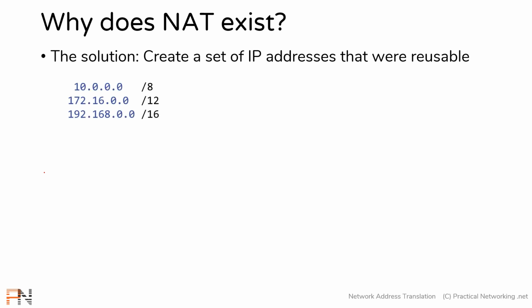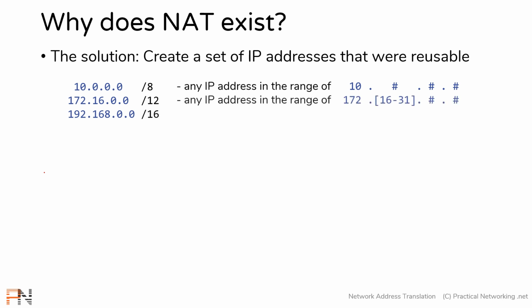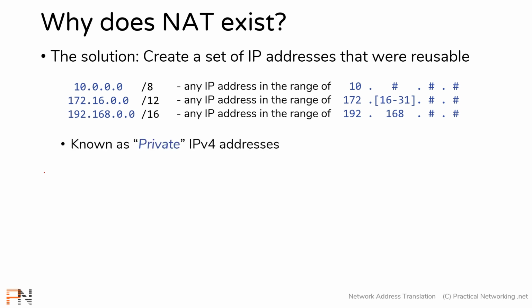Specifically, these addresses. So you have the 10.0.0.0/8 space, the 172.16.0.0/12 space, and the 192.168.0.0/16 space. These addresses are referred to as private IPv4 addresses.